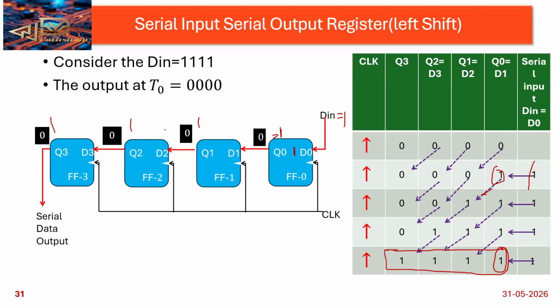Then I don't want the values to be there in those outputs. That means Q0, Q1, Q2, Q3 all should go to 0. When will I get 0 here? Am I making sense?